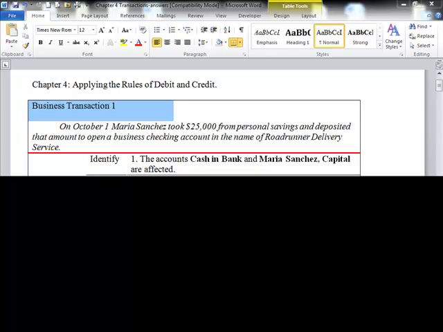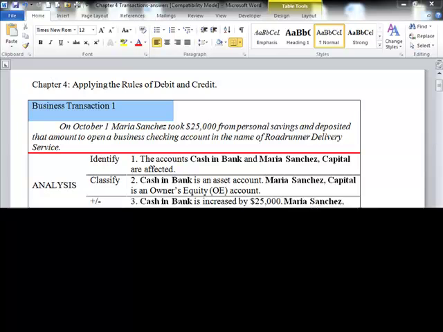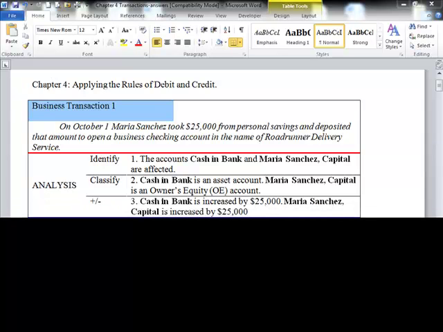The next thing you need to do is classify these accounts. At this point in time, you should know that Cash and Bank is an asset and Maria Sanchez, Capital is an owner's equity account. If you're still struggling with that concept, this is written in the black ink on the front right of my whiteboard. So please take a look at the list that I have up there for you. The next thing we need to do is determine an increase or a decrease for each of these accounts. Well, as we added cash to our company, that's going to increase, and so is the capital account. That's going to increase by $25,000.